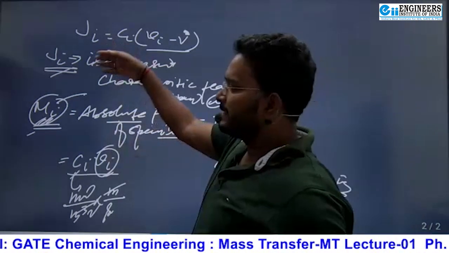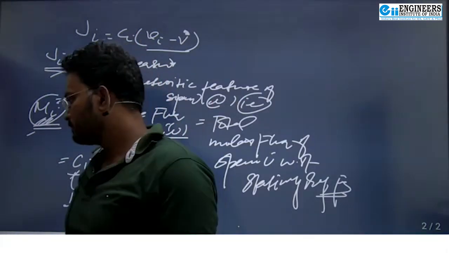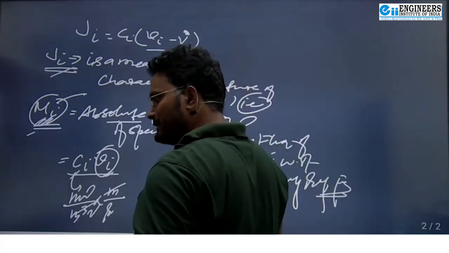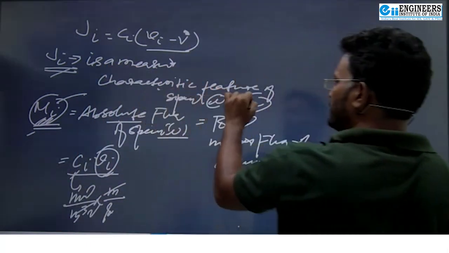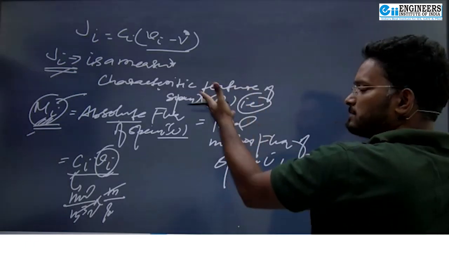And this Ji may be negative or positive depending upon direction. बोलो अभी तो कोई दिक्कत? I think there should be no problem. So this is a measure of the characteristic feature of a substance, or a measure of the diffusion ability of the substance in the mixture.